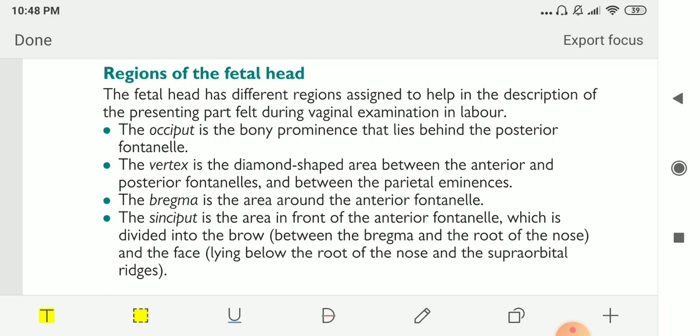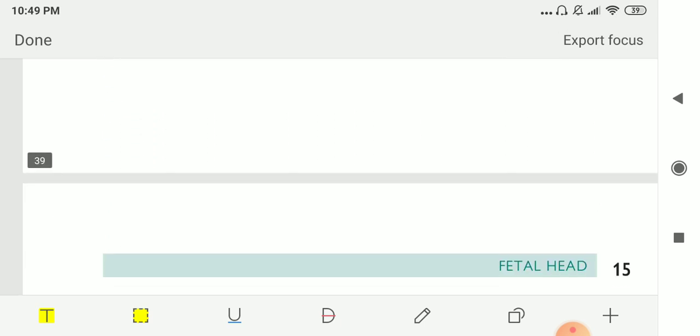And what is bregma? The bregma is an area around the anterior fontanelle, the area which is near the anterior fontanelle. And what is sinciput? Sinciput is the area in front of the anterior fontanelle, which is divided into the brow. Now what is brow? It lies between the bregma and the root of the nose, and the face lies below the root of the nose and the supraorbital ridge. So I have a diagram and I will show you about the diameters.